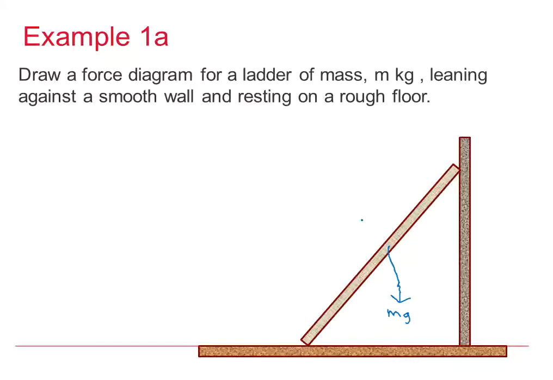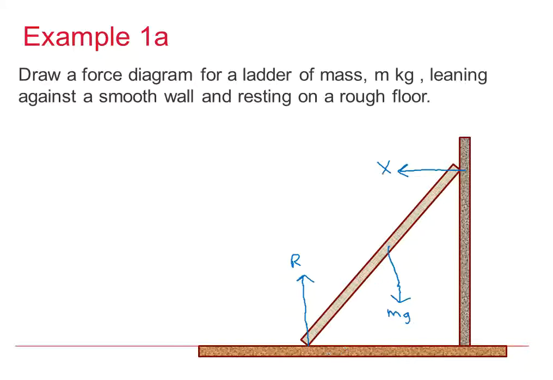There's no air resistance, there's no tensions, there's no engines, but there will be a reaction contact force. So where the ladder is resting on the floor, there'll be a perpendicular contact force, which I'm going to call R. And where the ladder is leaning against a wall, there is a perpendicular contact force. I can't use R again, so I'm going to call it capital X.